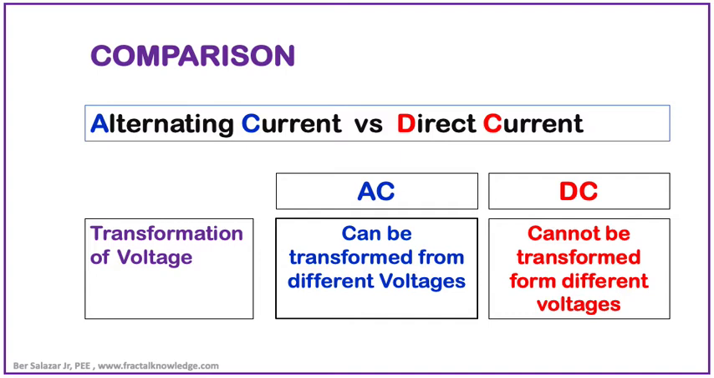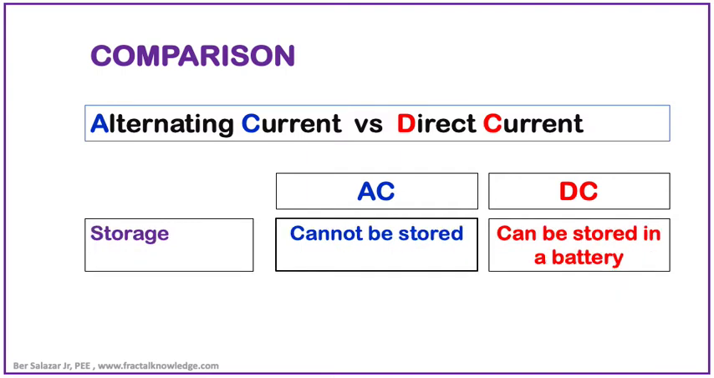In terms of transformation of voltages, AC can be transformed efficiently into different voltages without losing power, while DC cannot. In terms of storage, AC cannot be stored, while DC can be stored in a battery. This is the great advantage of DC. Currently in our world, mostly the combination of those two currents is used.